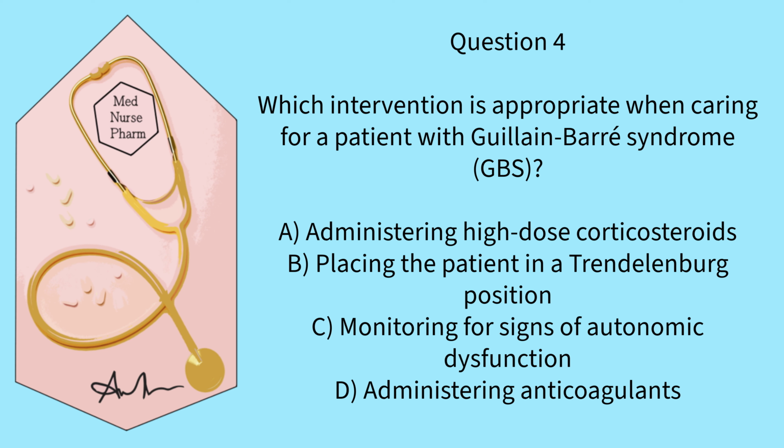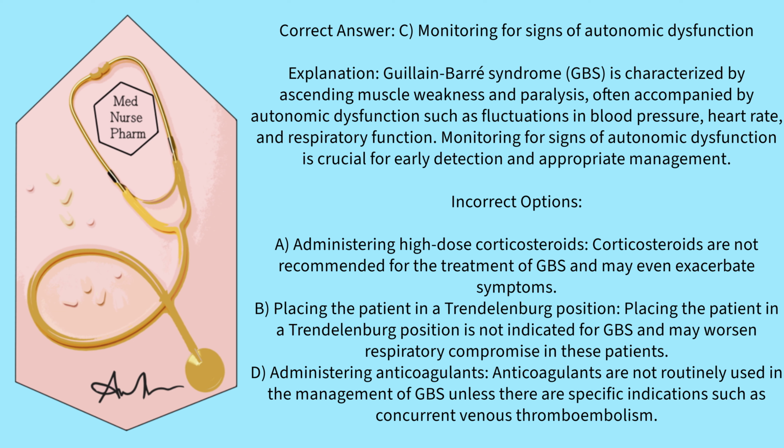Question 4. Which intervention is appropriate when caring for a patient with Guillain-Barré syndrome? Administering high-dose corticosteroids, placing the patient in Trendelenburg position, monitoring for signs of autonomic dysfunction, administering anticoagulants. Pause the video and select your answer. If you chose option C, you are correct, monitoring for signs of autonomic dysfunction.